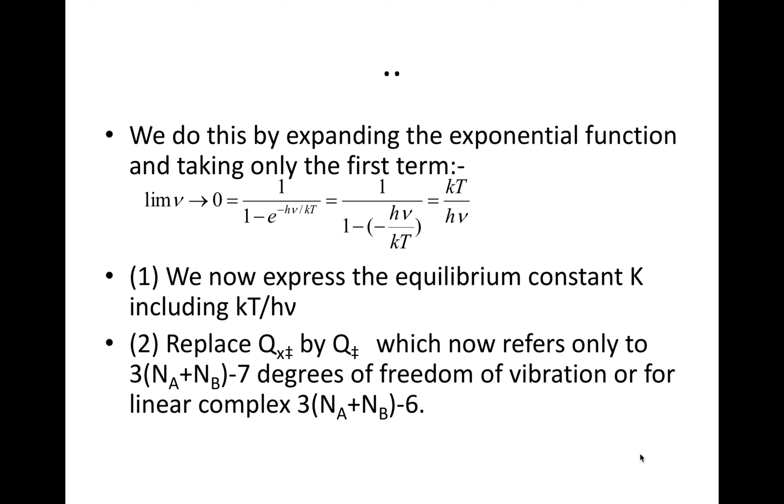which now refers only to 3 into Na plus Nb minus 7 degrees of freedom of vibration, or for a linear complex, 3 into Na plus Nb minus 6. Let's now look at the concentration of the activated complex. Note that QX double dagger is equal to kT over h nu times Q double dagger.